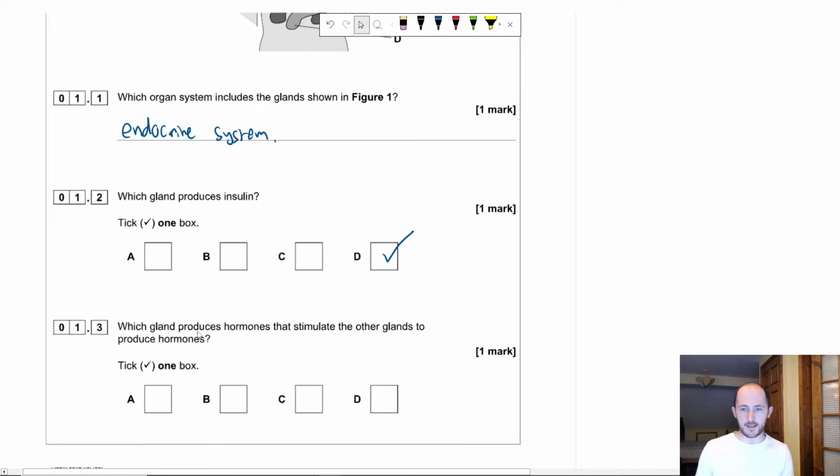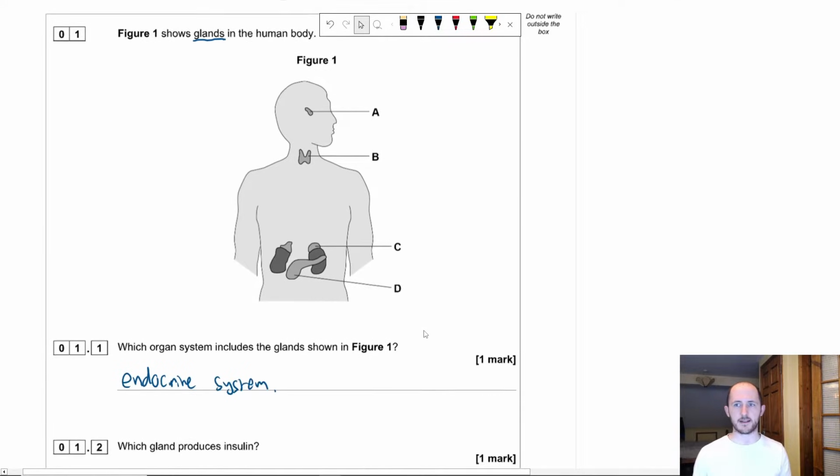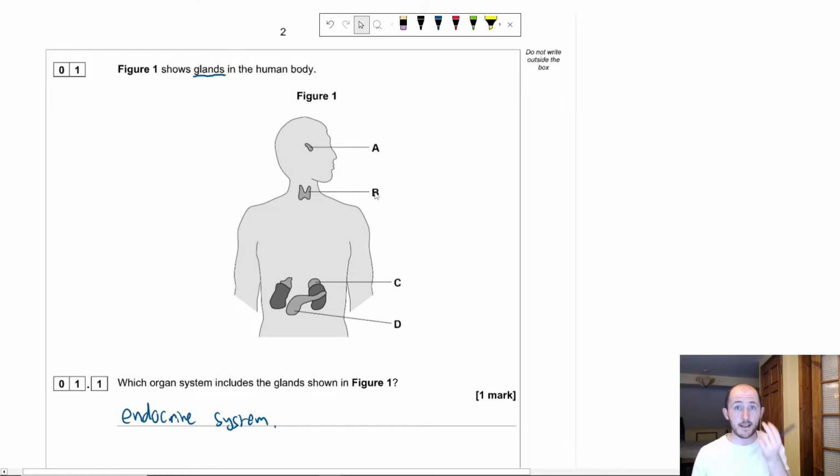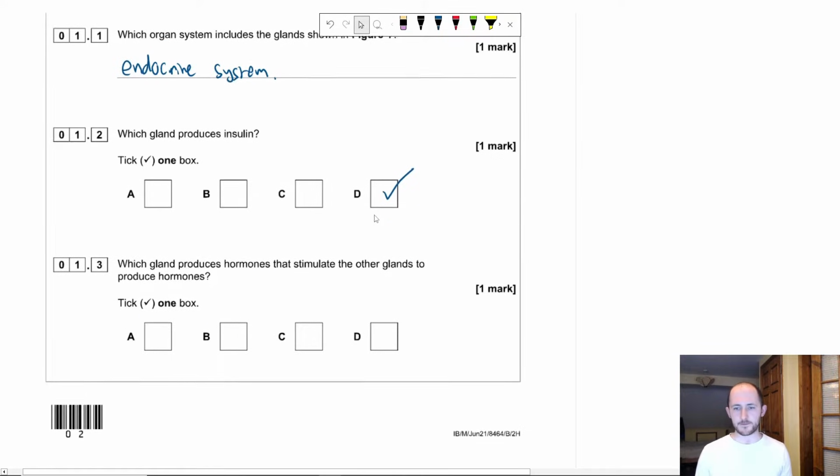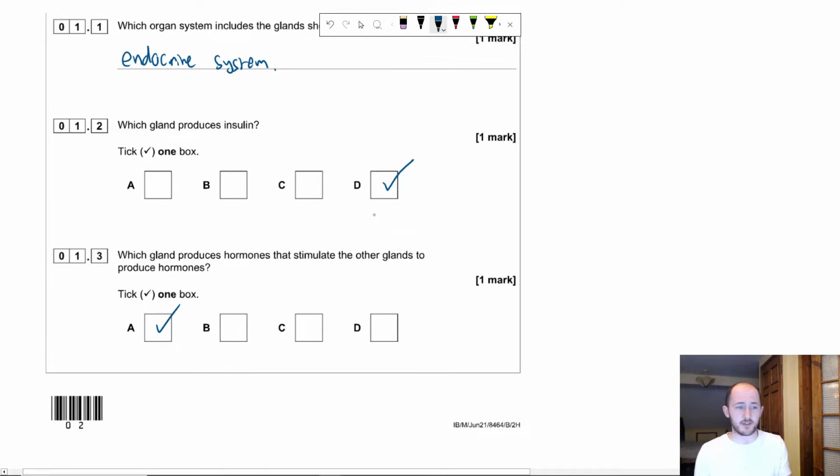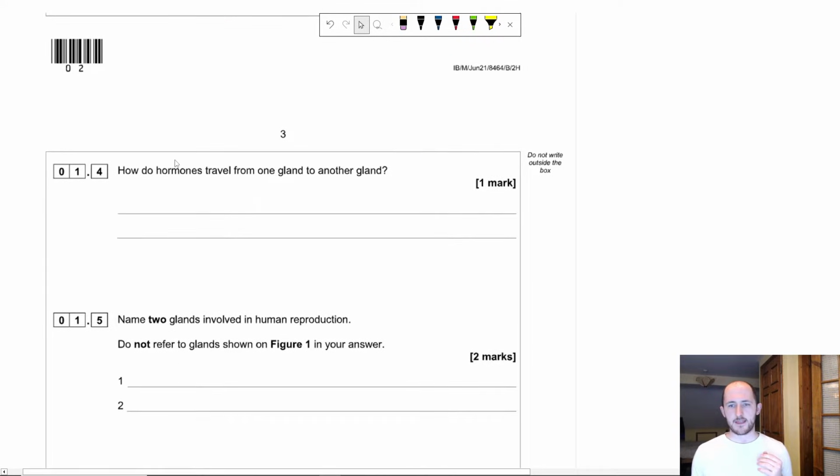So in this question here, it says which gland produces hormones that stimulate the other glands. Well, that means it's a gland that controls the other glands. So it's the one in your head, which is A, which is your pituitary gland. You don't need to know the name, you just need to know it's a pituitary gland. So it makes it a little bit easier, okay? Then it says how do hormones travel from one gland to a different gland? And this is simply through the blood. You can say in the blood as well if you would like. There's no harm in that.